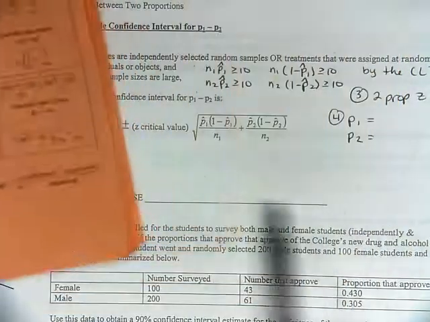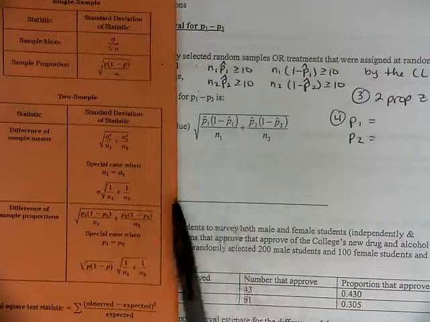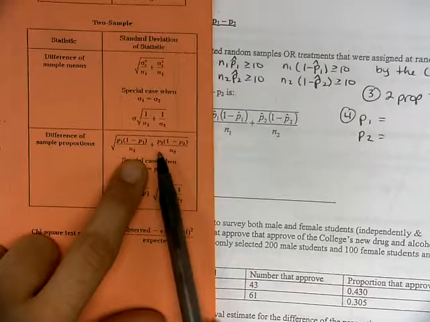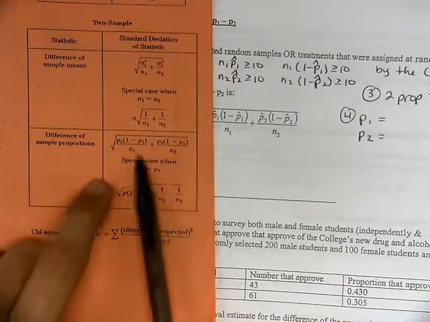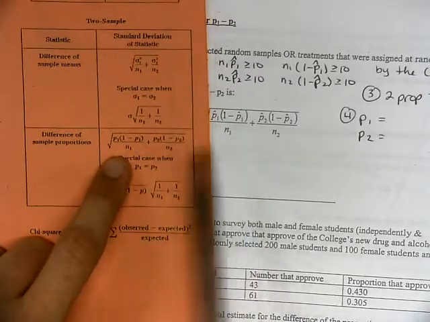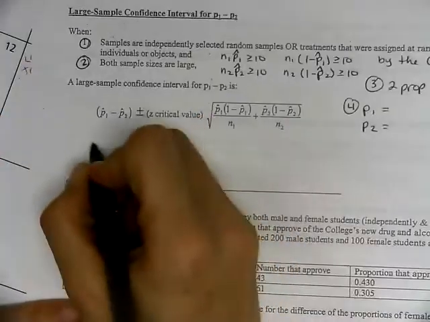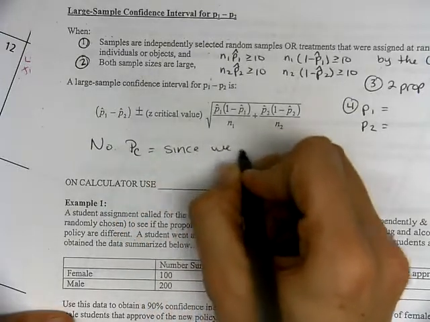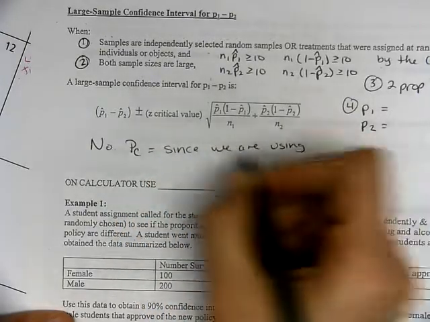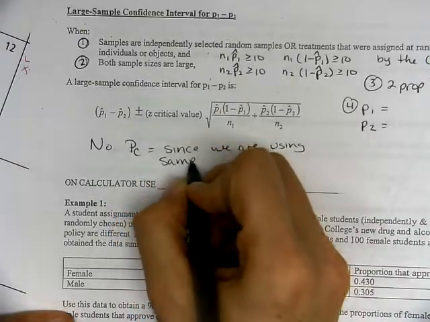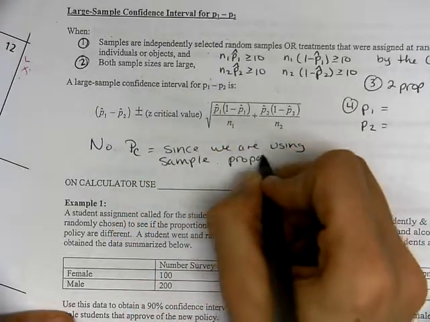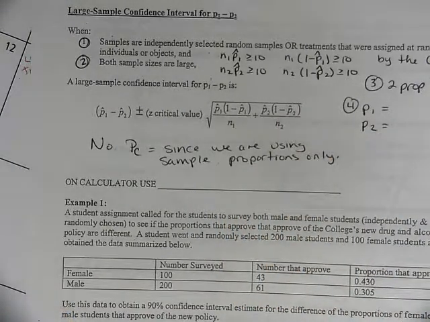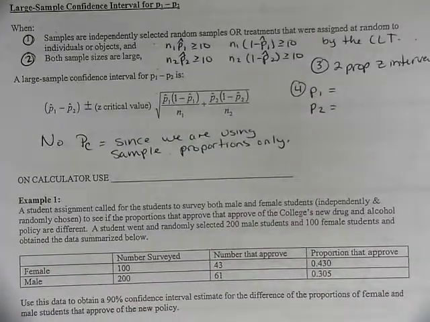So our standard deviation here is the same one as for the difference in the sample proportions, except this time we're using p hat instead of p. So it's still this one. See how they match? There's no p sub c here since we are using sample proportions only. Like I said, there's no hypothesized proportion. We're only going to use sample proportions. So there's no p sub c, thank God.